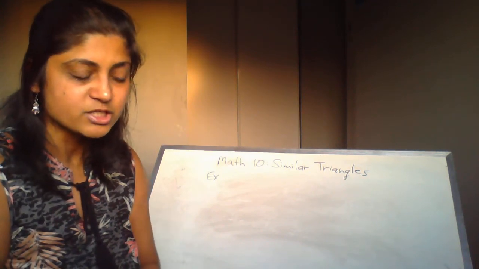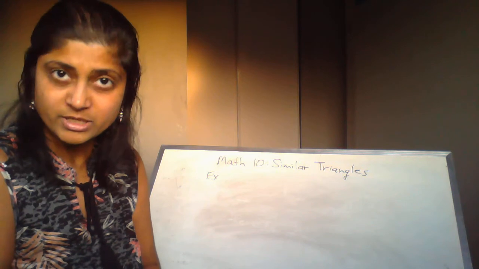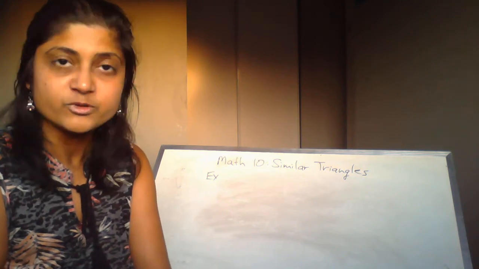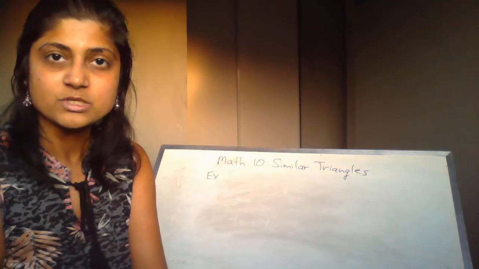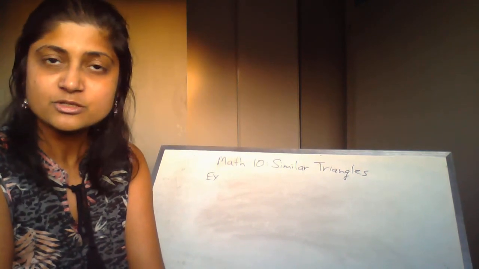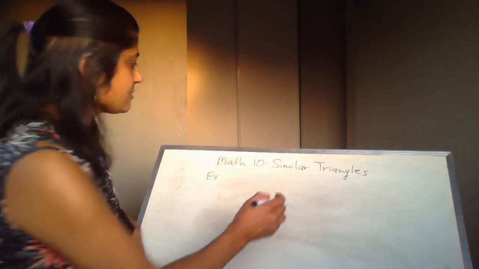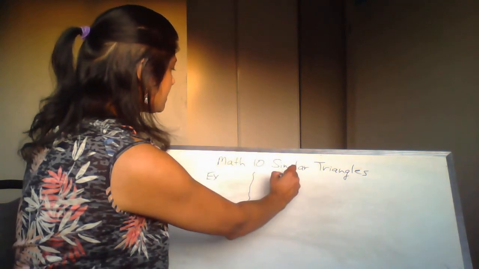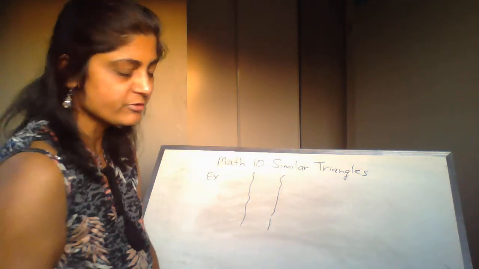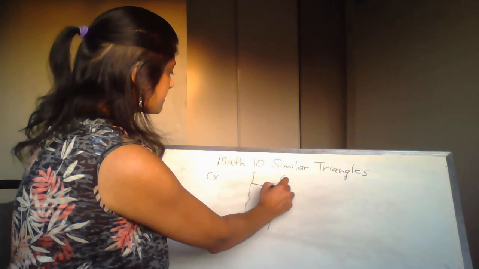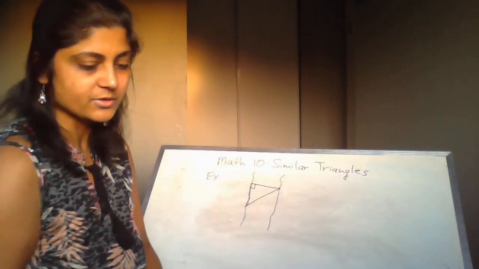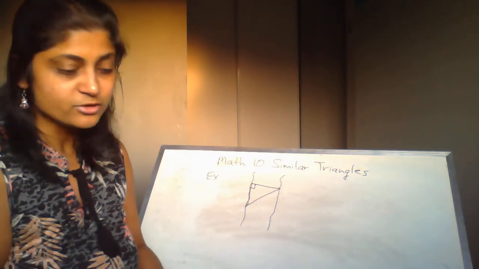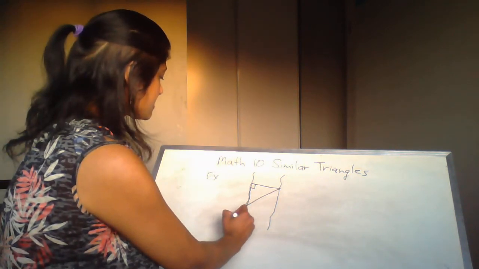It says, use the dimensions of the Sawyer's triangles to find the width of the river to the nearest meter, okay? So the nearest meter means I'm going to round my answer to the nearest whole number. Okay, so I'm going to just draw it out. So it looks something like this. Okay, so this is a river. So I have a triangle right here, and again, there's a smaller triangle on the other side, which looks like this.